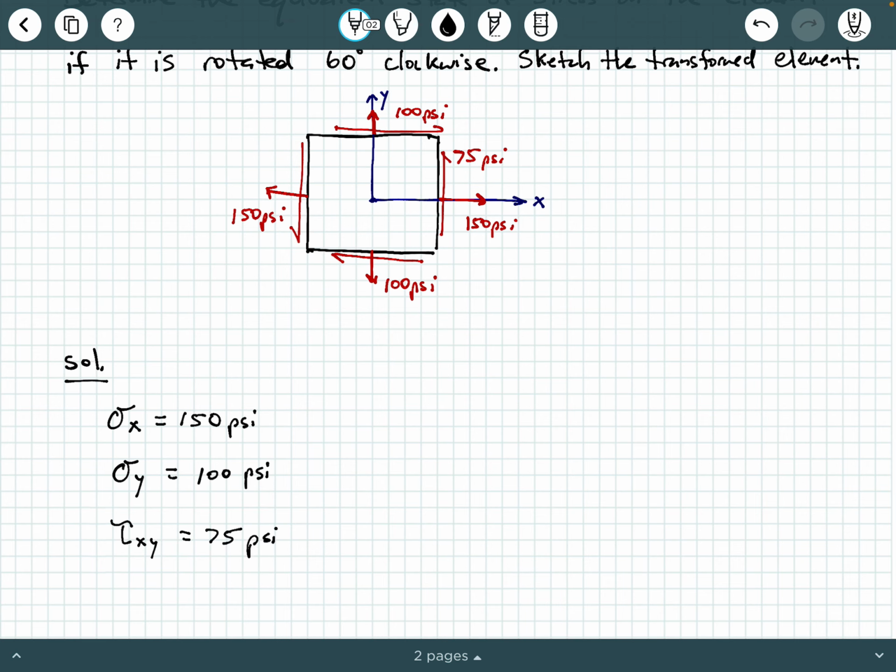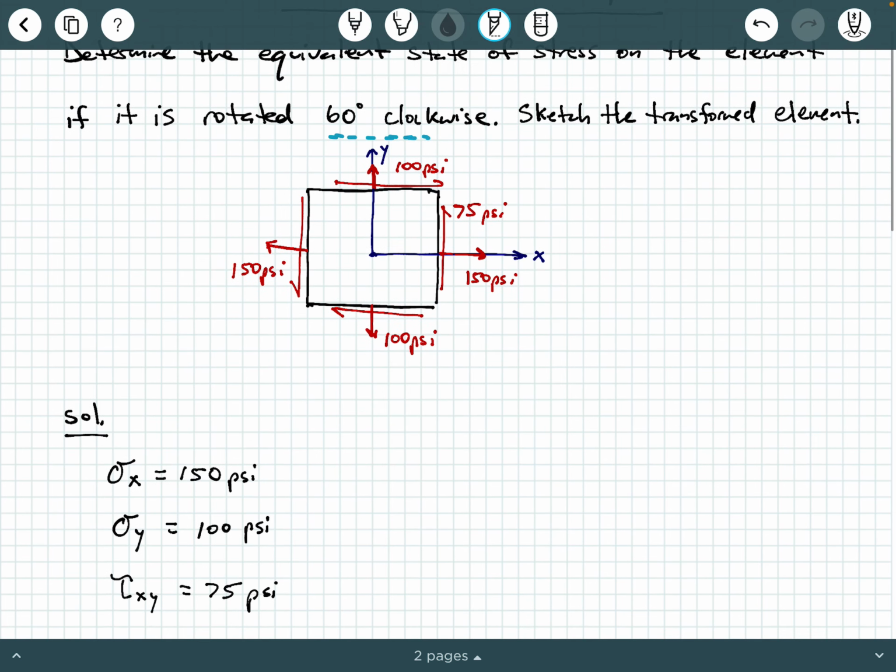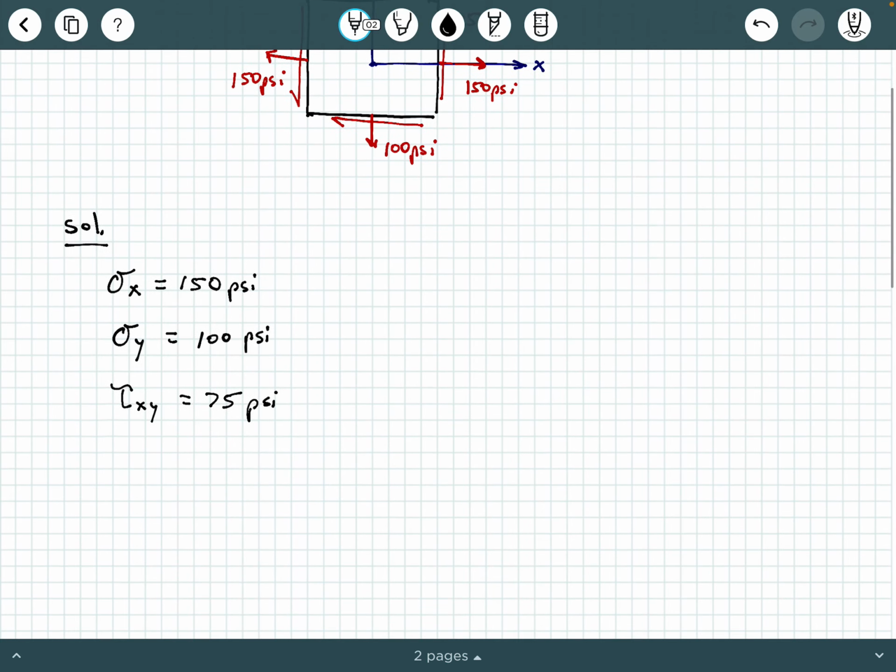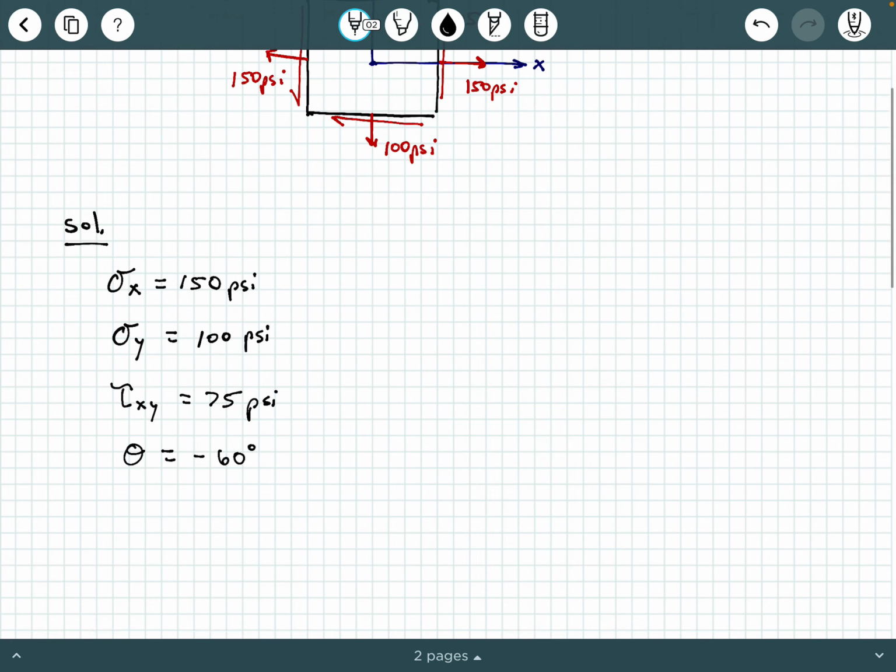And then the question is interested in a 60 degree clockwise rotation. So that means that theta is going to be negative 60 degrees, okay? Because based on our sign convention, we call counterclockwise positive and clockwise negative. So let's go ahead and get started.